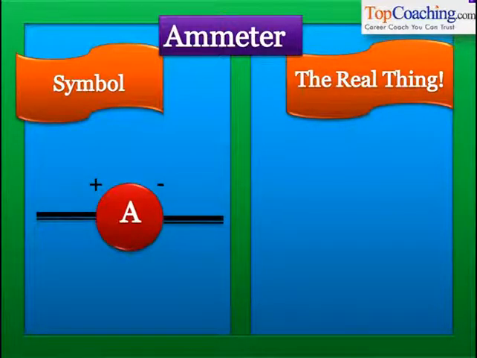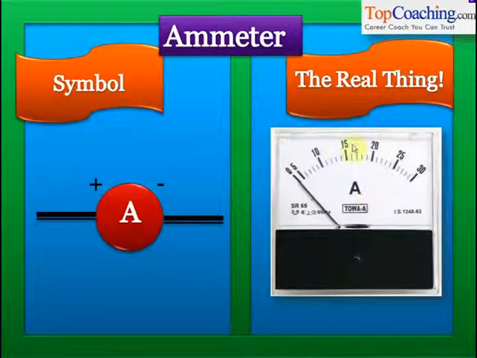A plus sign is marked on one side of the circle, and a minus sign on the other side of the circle. The plus sign is connected basically to the positive end of the battery, and the minus sign is connected to the negative end of the battery. Understood? So you must remember which sign is connected to which end of the battery. Of course, a real ammeter looks something like this. As you can see, it shows the reading in amperes.